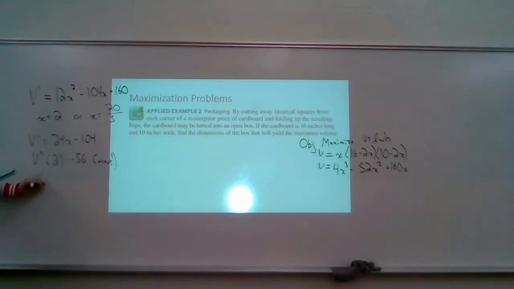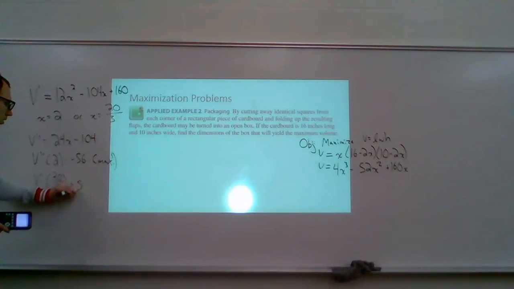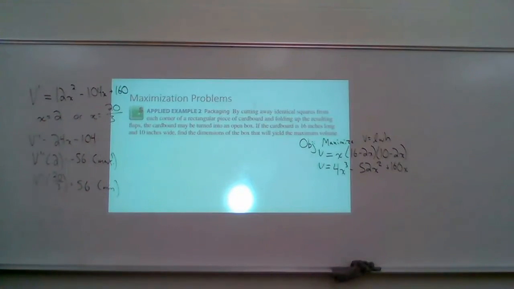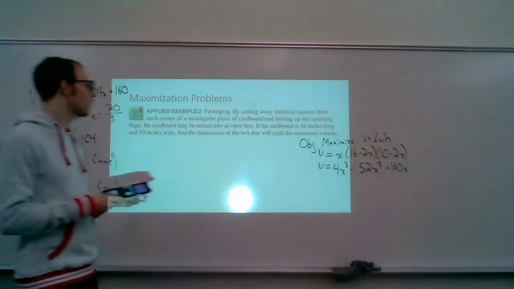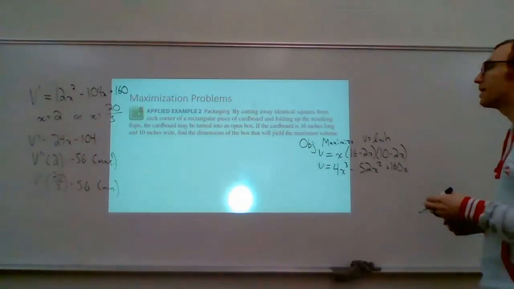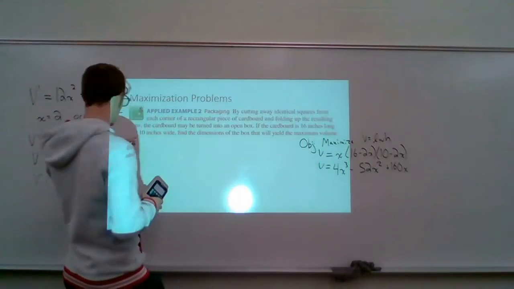So v double prime of 20 over 3 is 24 times 20 over 3 minus 104, which is positive 56. So that is a min. So we can see here that there is a maximum when x equals 2. So now we've got to find the dimensions of the box. So x equals 2.